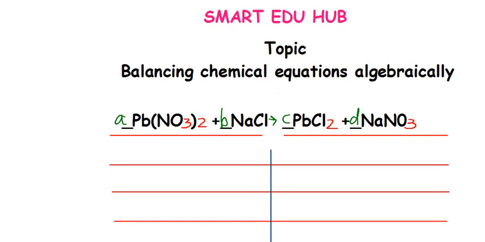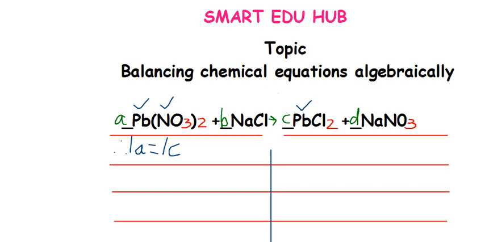Coming to the left hand side, we have one atom of lead, so we may say that 1A equals 1C. That is because the left hand side has one atom of lead and the right hand side also has one atom of lead. So A equals C. We can put a tick on the element that we form an equation with so that it doesn't get repeated again and again. Coming to the next element, nitrogen.